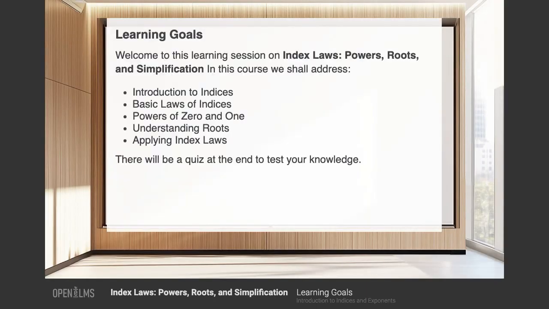Learning Goals. Welcome to this learning session on index laws, powers, roots, and simplification. In this course, we shall address Introduction to Indices, Basic Laws of Indices, Powers of 0 and 1, Understanding Roots, Applying Index Laws. There will be a quiz at the end to test your knowledge.